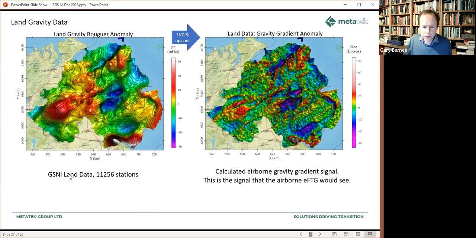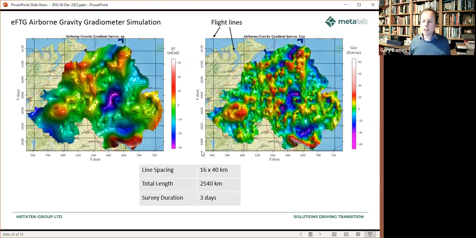So just to show you the preparation of the data, on the left we have the land gravity Bouguer anomaly. And then after applying what we call the upward continuation and the first vertical derivative, we've transformed that data into airborne data and also the gravity gradient components. And the GZZ component is what you see on the right-hand image here. So now we've got the signal that would be measured by the airborne system. We can now run a few simulations.